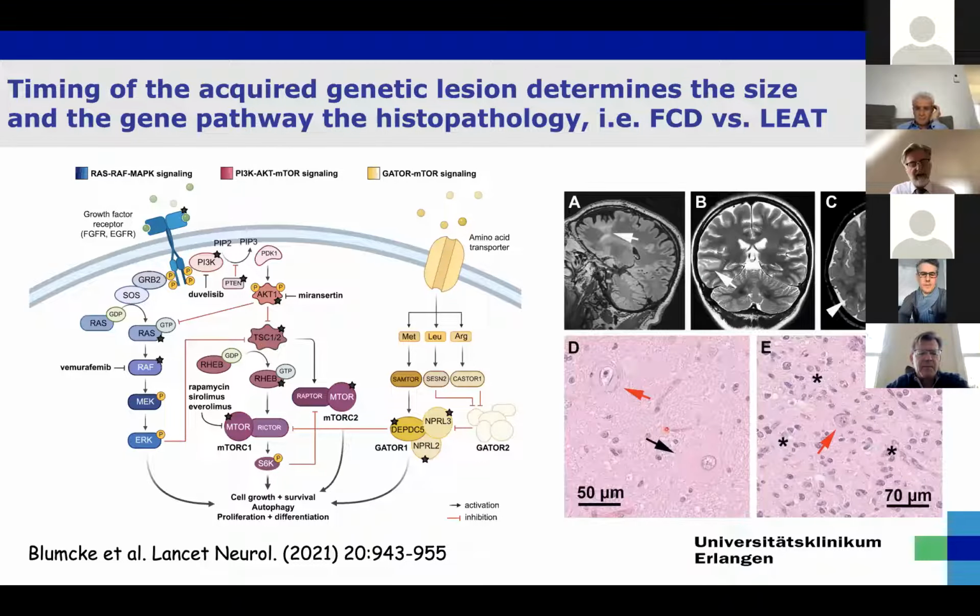So this here is an FCD with balloon cells and dysmorphic neurons, and then you have a tumor again with abnormal neurons and abnormal glial cells. So it's glioneuronal in nature. That tells you the abnormal gene was acquired during neurodevelopment, probably in the second or third trimester, and then it grows into the cortex and becomes heavily epileptogenic.